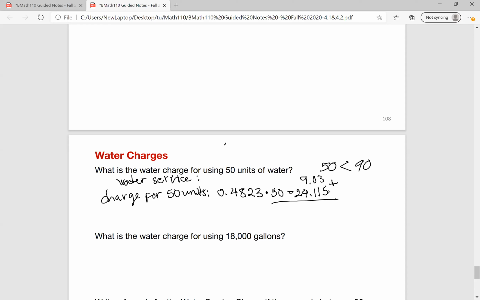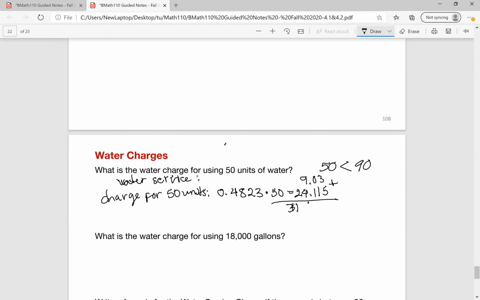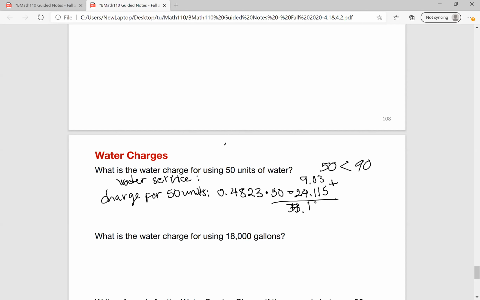Oh, something was wrong. 24.115 plus 9.03 gives 33.145. So 33.145. So this is the total. Okay.